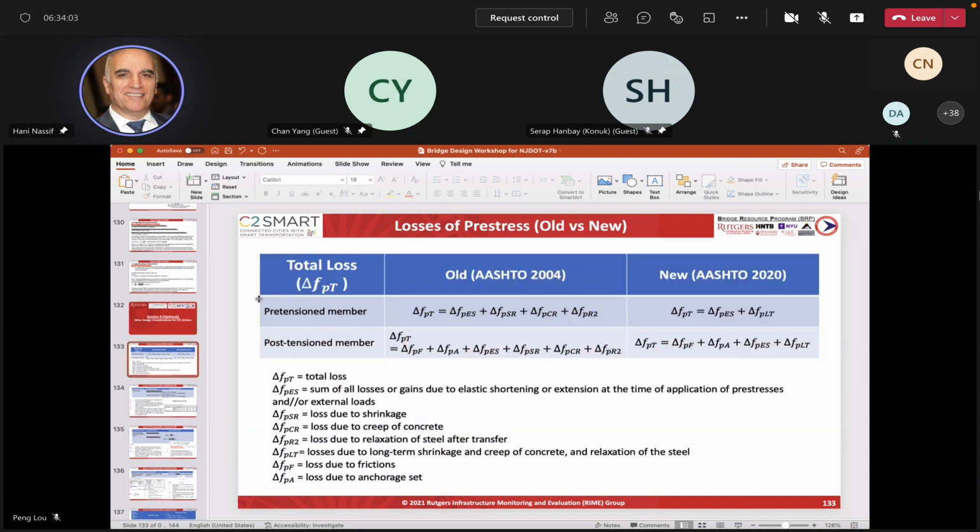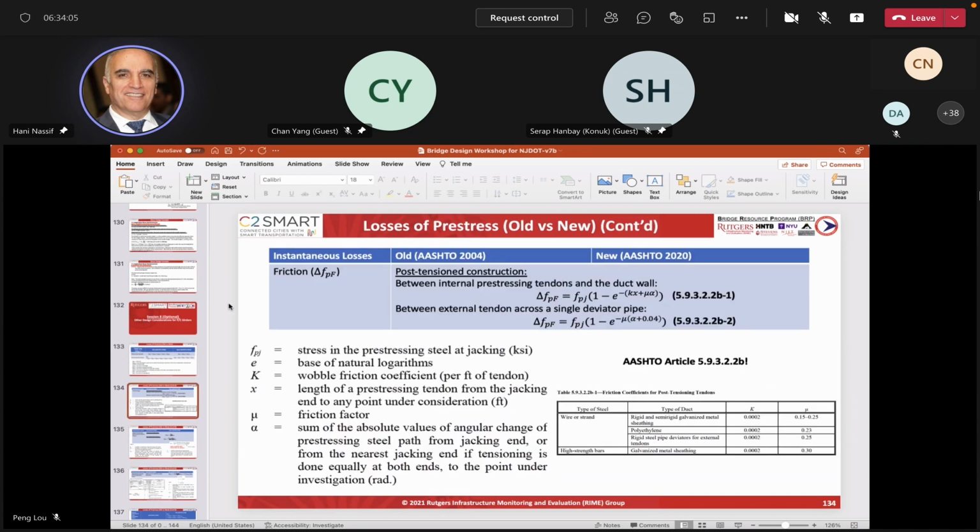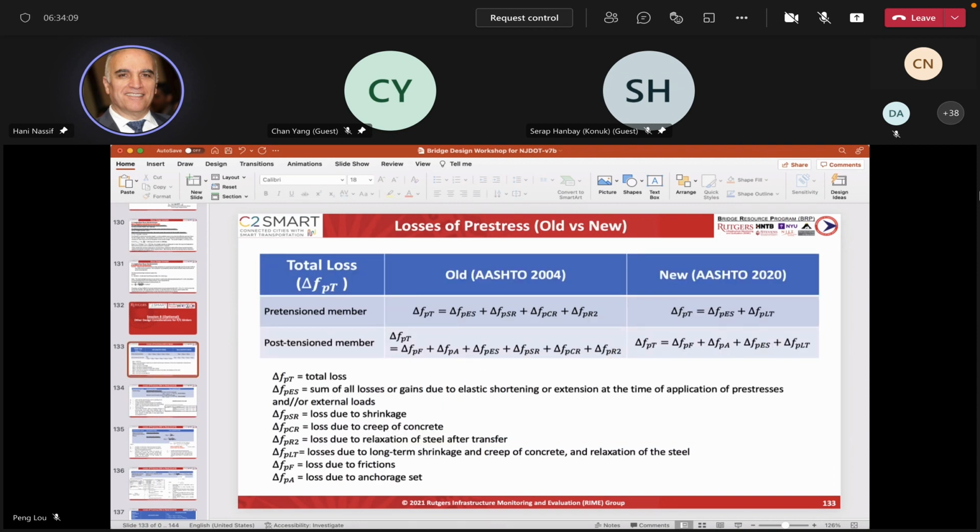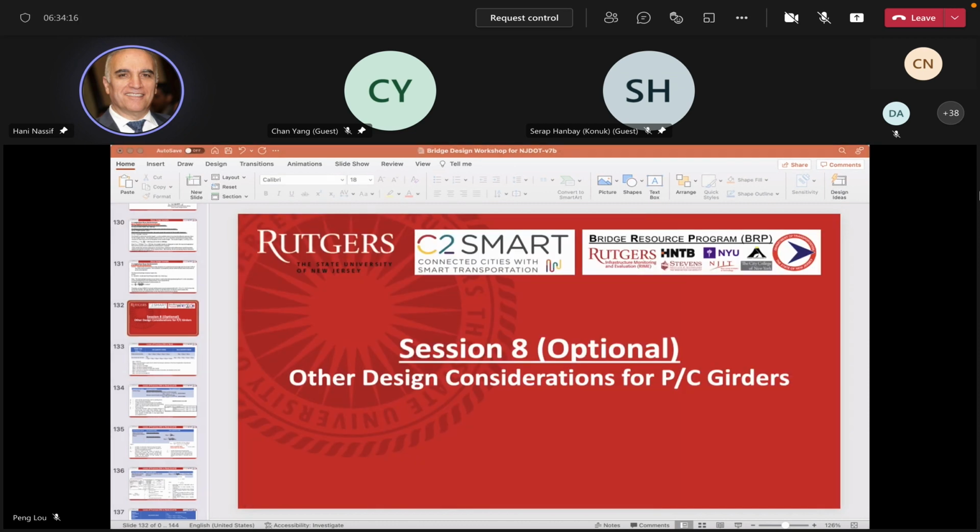So in the class, I usually do a comparison between the old losses and the new losses, and even between ACI also changed their losses. After AASHTO made the losses, they changed, and they made them also more simpler. And we do also a comparison with those losses. So Pang, you want to go ahead and do that?